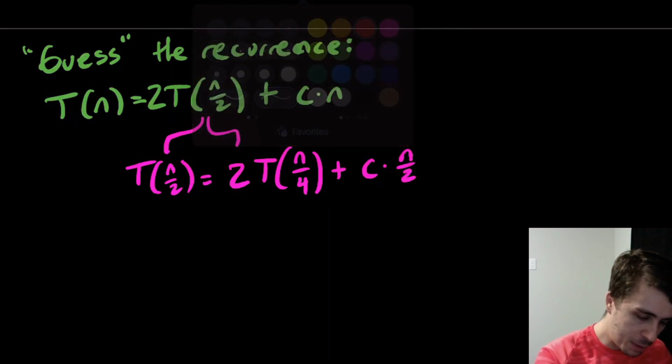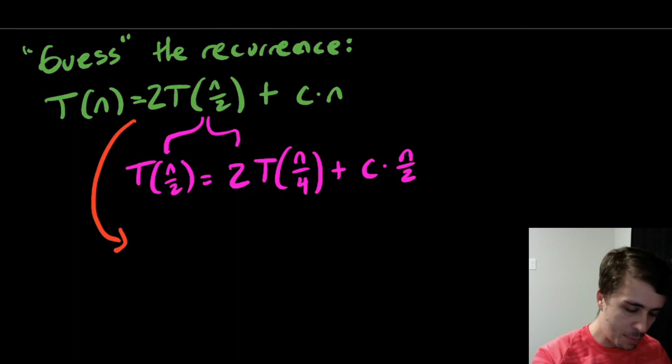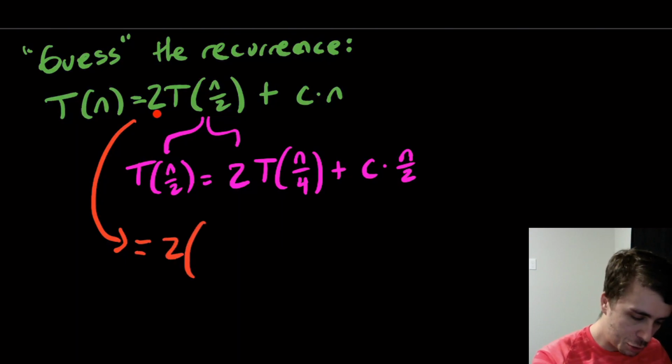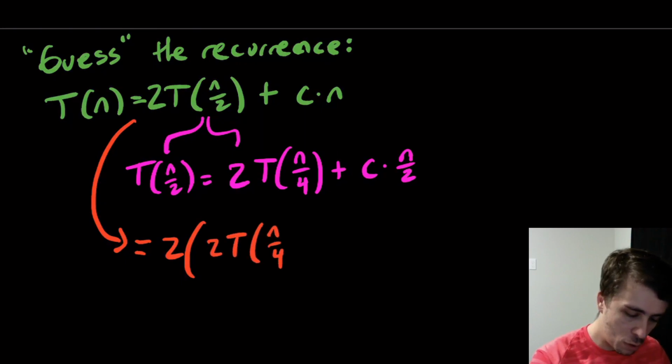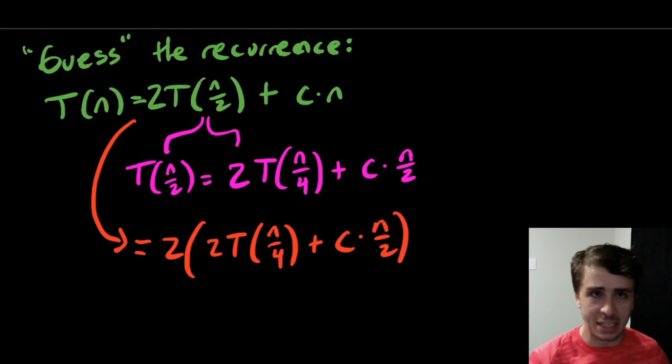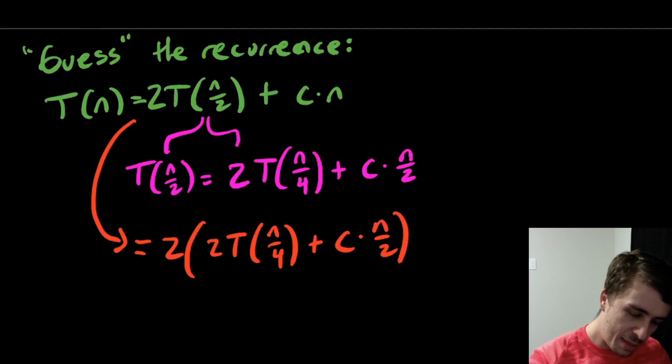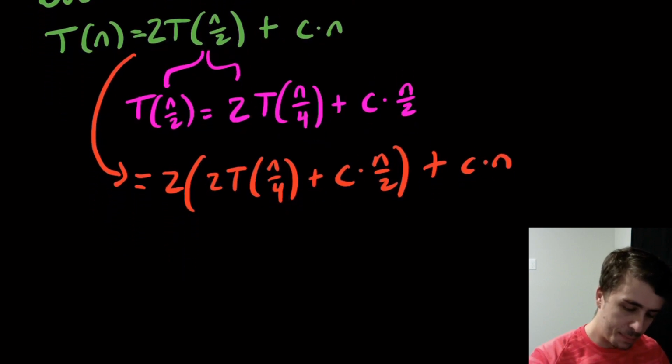So then let's plug that back into the top expression. Well, that's 2 times, so this 2 is mapped to this one. So then I'm going to take this guy and stick it inside here. So that's 2 times t of n over 4 plus c times n over 2. That's just copying and pasting, nothing special. And then we have this plus c times n outside here. So plus c times n. So let's simplify this a bit.